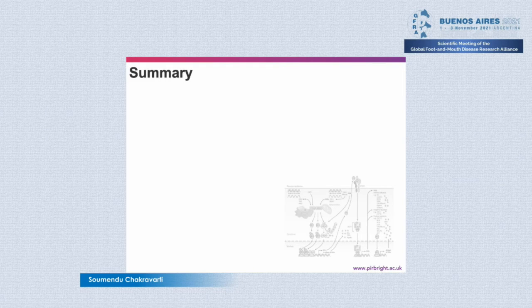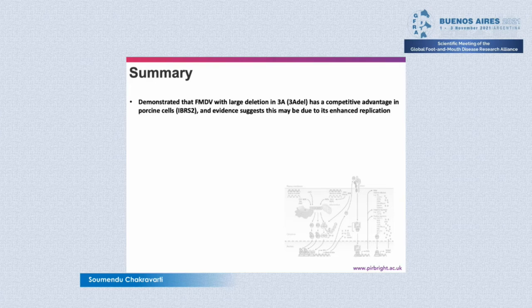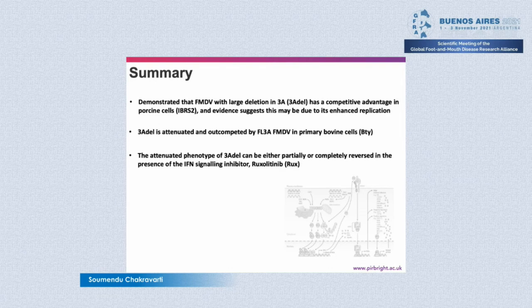Coming to the summary of the present study, we have demonstrated that the FMDV with a deletion in the C-terminal region of the 3A protein has a competitive advantage in the porcine cells, which suggests that this may be due to its enhanced replication. The 3A deleted virus is attenuated in the primary bovine cells having a functional interferon signaling pathway. The attenuated phenotype of the 3A deleted virus can be partially reversed in the presence of the interferon signaling inhibitor drug Rux. The findings raise a question whether this species-specific phenotype of the 3A deleted virus in bovine cells is mediated by interferon-stimulated genes.